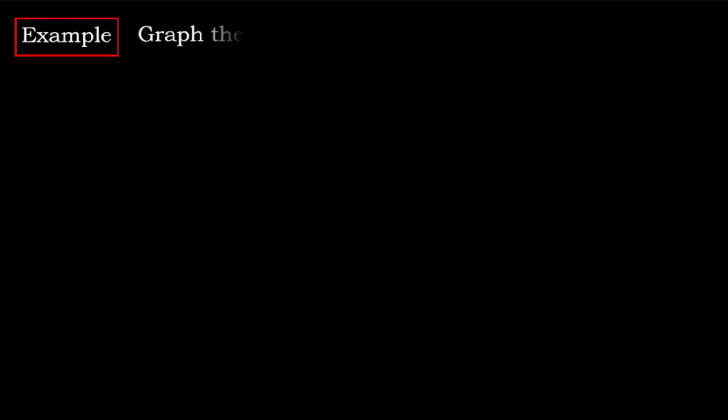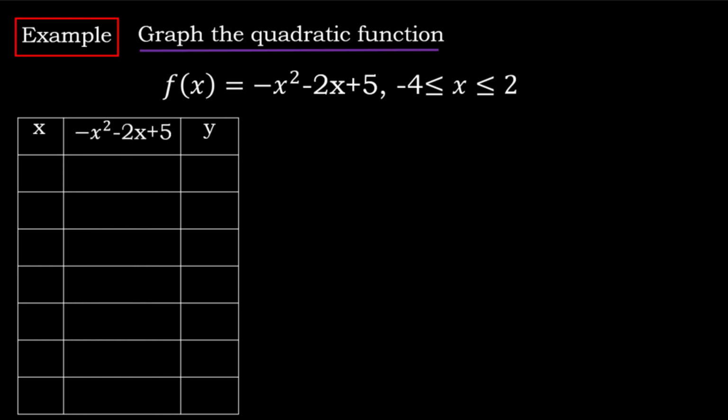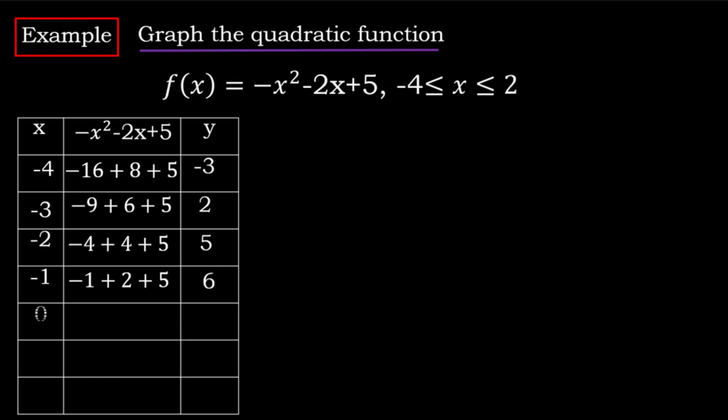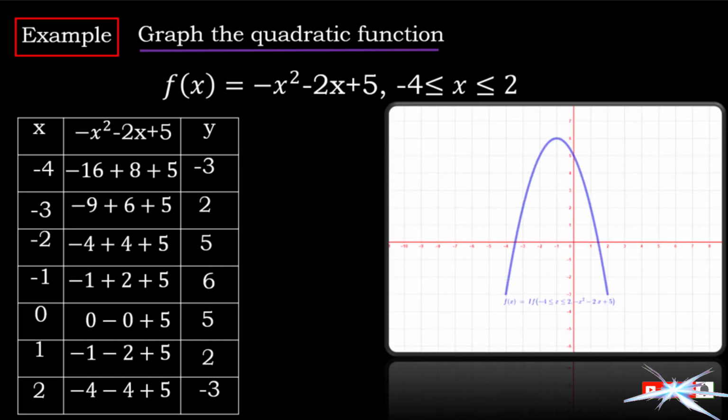Example: graph the quadratic function. F of x equals -x squared minus 2x plus 5, where x is greater than or equal to -4 and less than or equal to 2. Now we can write here the rule and find the value at -4 and so on, to arrive at 2, which equals -3. We can draw here the function.